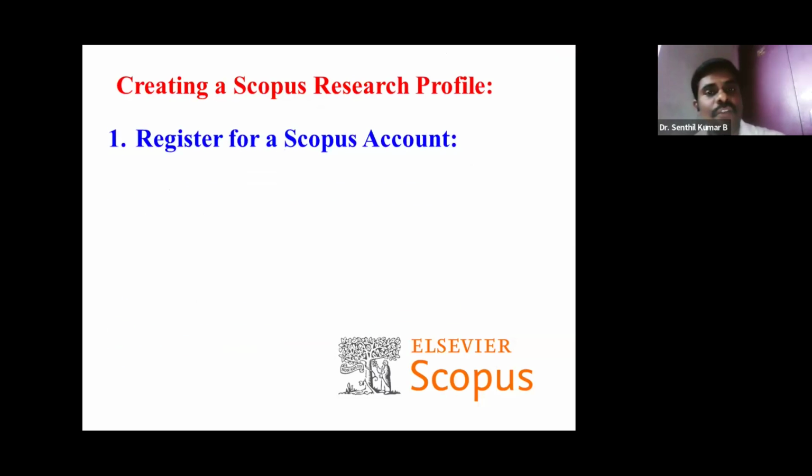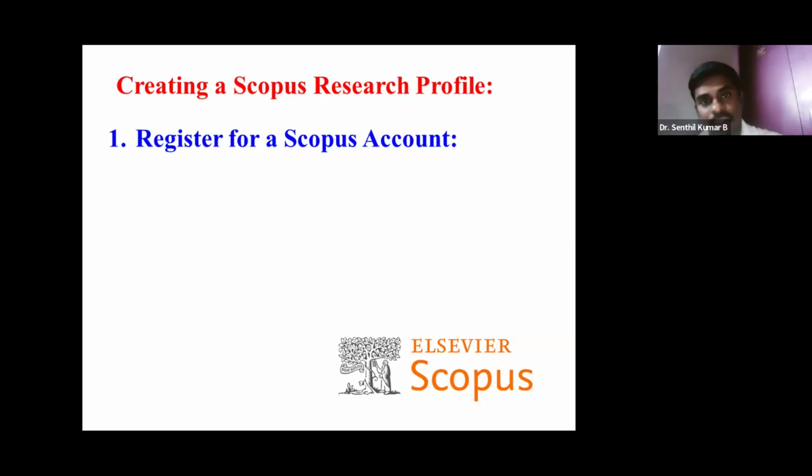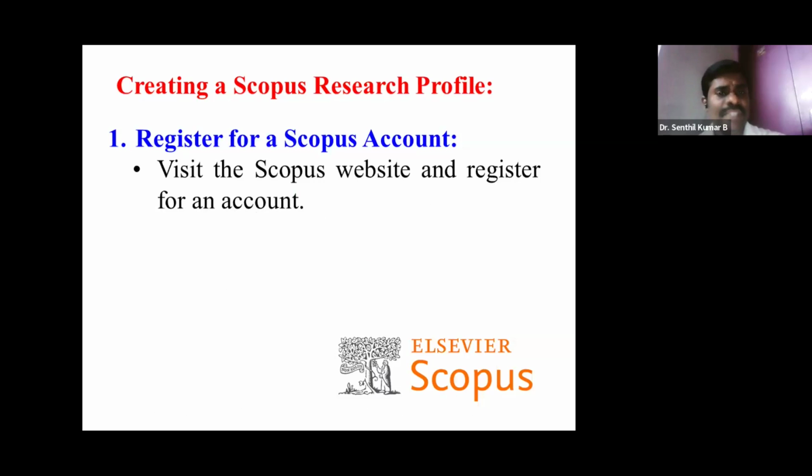First, register for a Scopus account. So what you can do is go to Scopus, where you have an icon showing you the registration. You can click that. It will ask you the basic details. You just feed all those basic details and automatically an account will be created. So remember your login and password also, don't forget that. So visit the Scopus website and register for an account. That is the first step for your Scopus research profile.